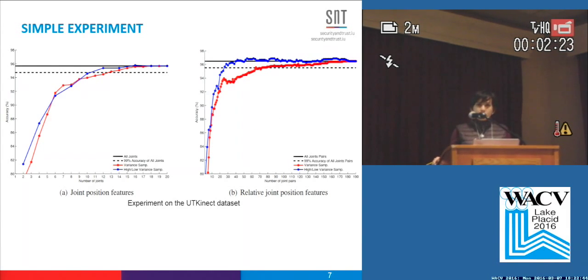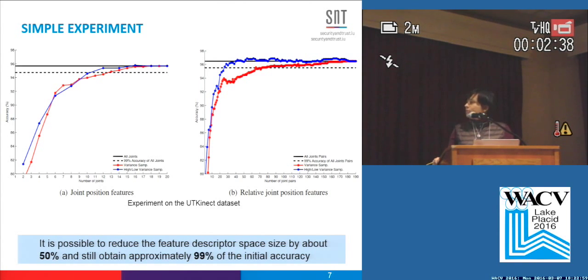So based on this observation, we run this very simple experiment where we progressively reduce the number of joints or joint features used for action recognition. And we looked at the accuracy resulting from this. So what we found out is that we can reach about 99% of the same accuracy using about 50% of the joint features. So this is a huge improvement in the cost and complexity of the problem.